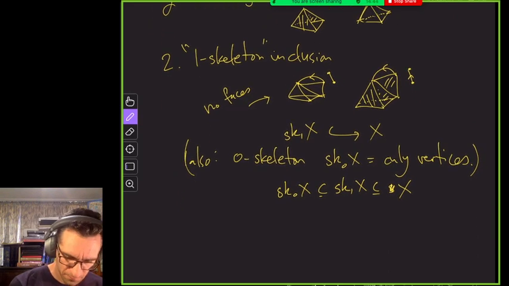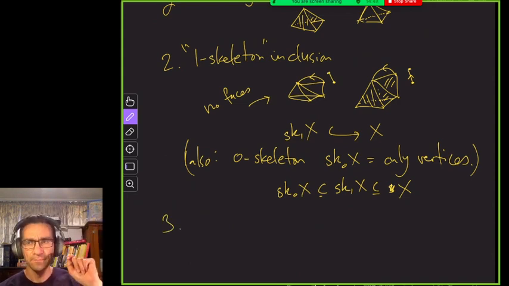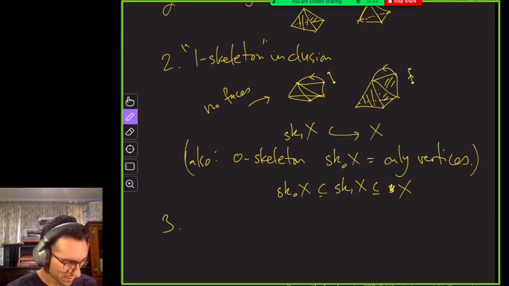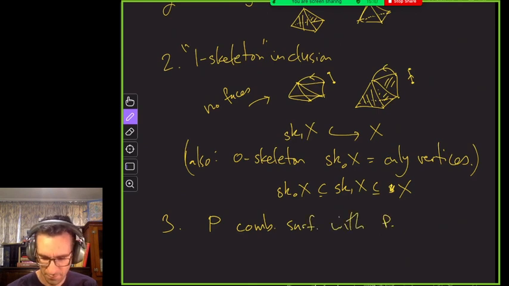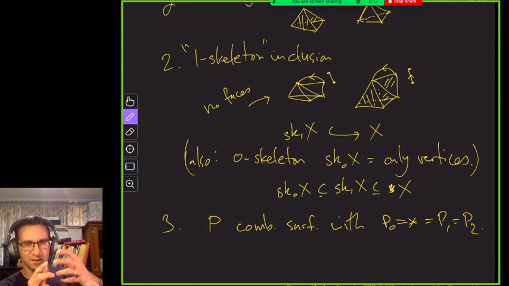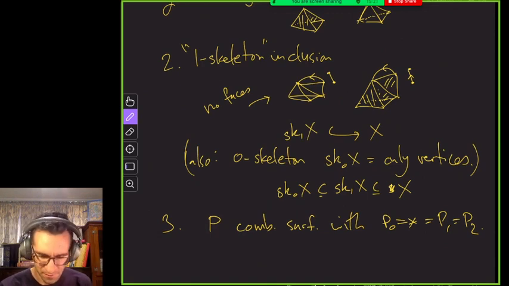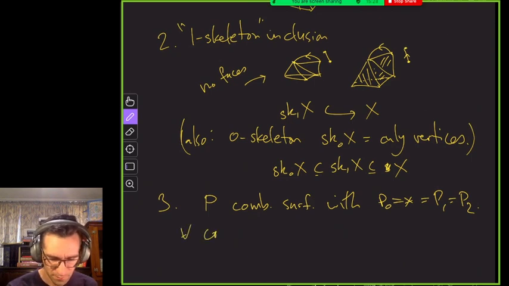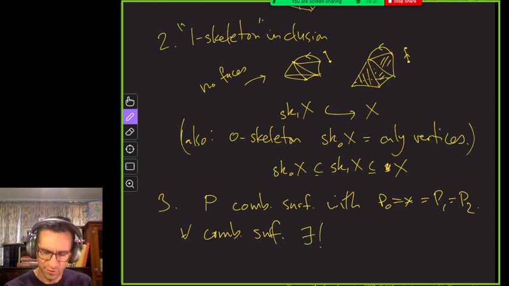Here's another example. We remember we had a combinatorial surface with one vertex, one edge, and one triangle. I don't think I gave it a name. I'm going to call it P. This funky thing that's a triangle all wrapped up and through itself. So for all combinatorial surfaces, there's a unique map of combinatorial surfaces, X to P.